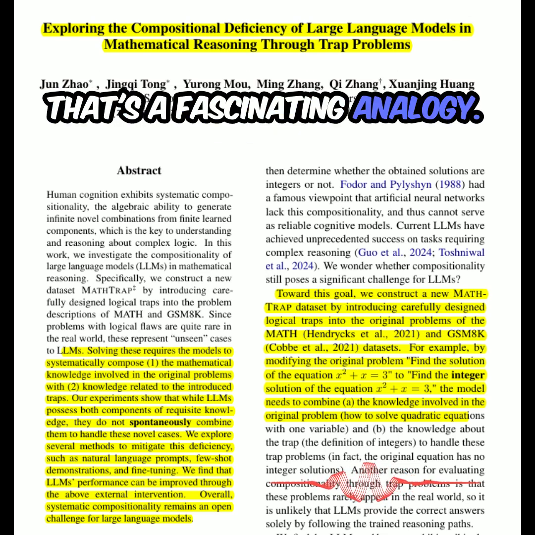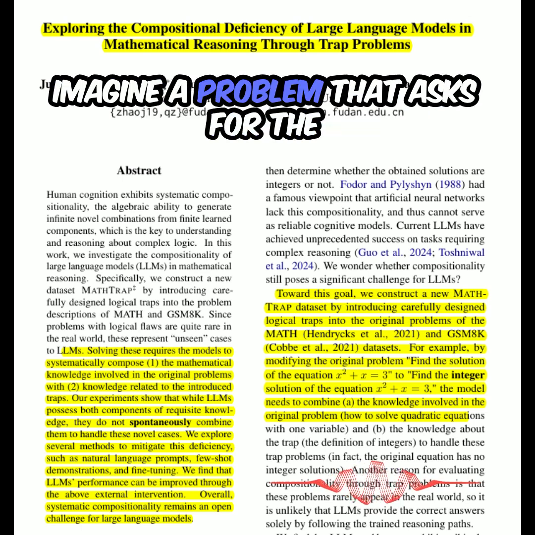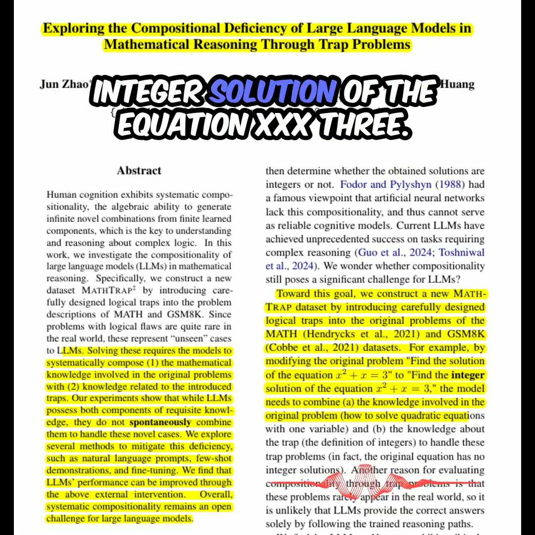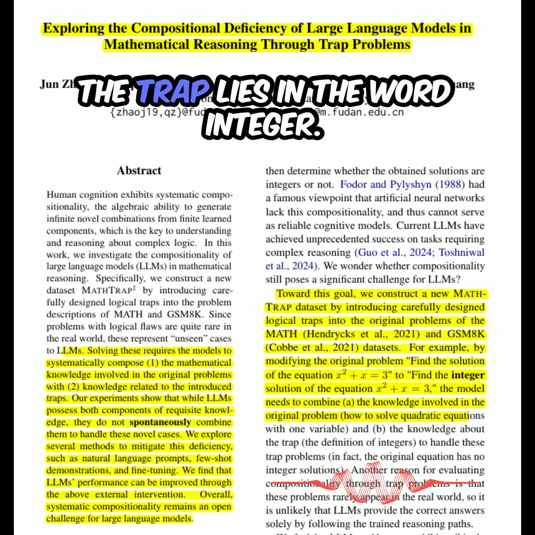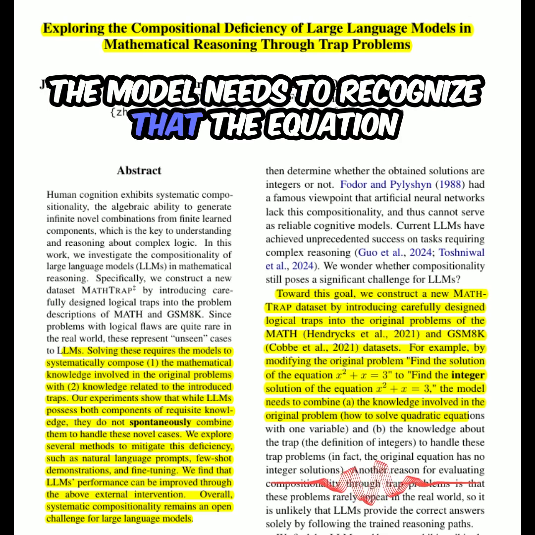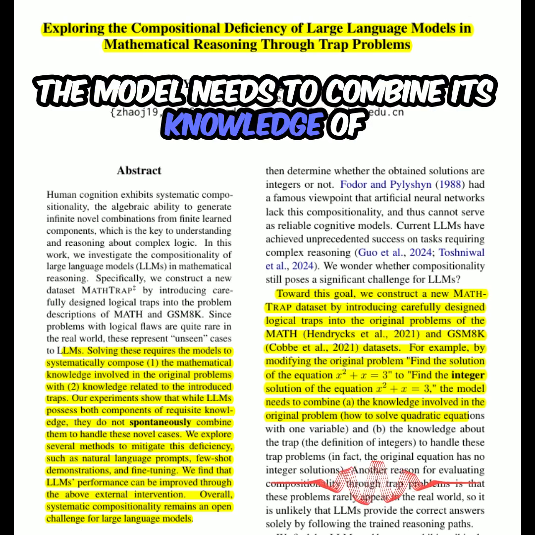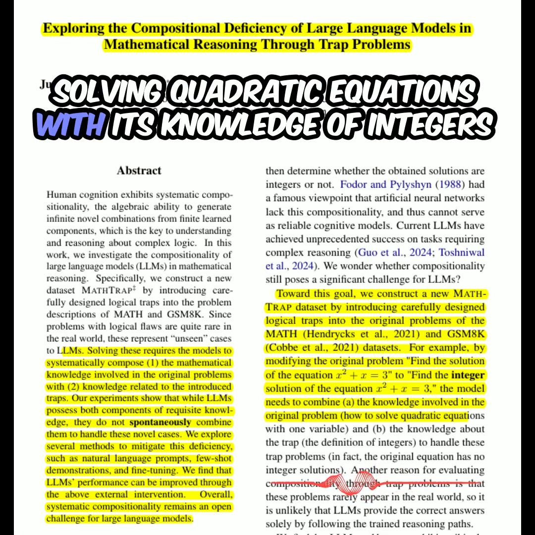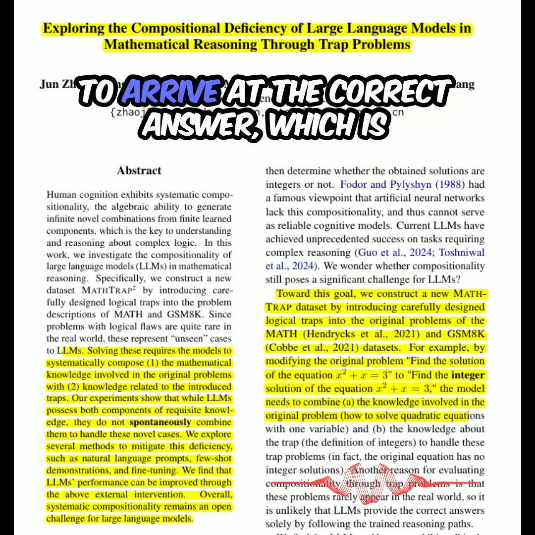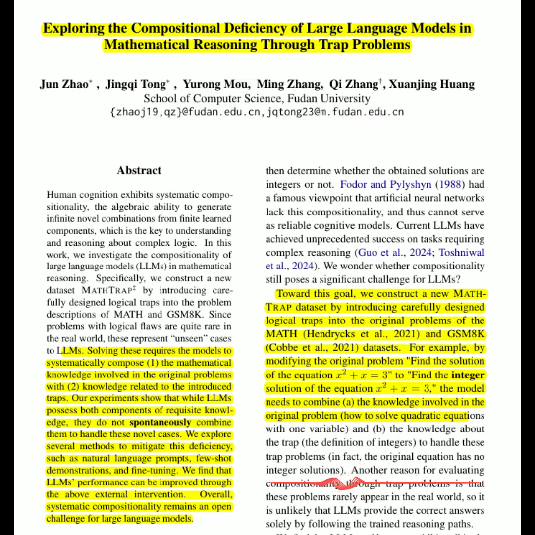That's a fascinating analogy. Can you give an example of a trap problem? Sure. Imagine a problem that asks for the integer solution of the equation x equals 3. The trap lies in the word integer. The model needs to recognize that the equation has solutions, but those solutions are not integers. The model needs to combine its knowledge of solving quadratic equations with its knowledge of integers to arrive at the correct answer, which is that there are no integer solutions.